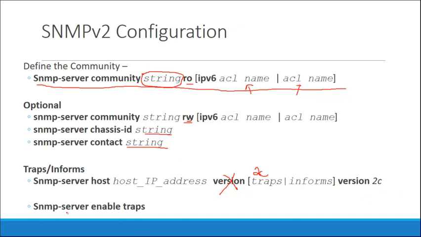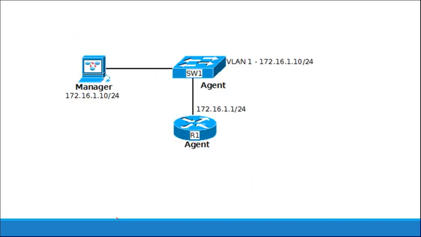And then SNMP server enable traps, so enable all the traps that are available on that device. All right, so let's go ahead and look and configure it and see how it behaves. So here's kind of a simple network we have. We have our manager at 172.16.1.10. We have two agents, a switch and a router.